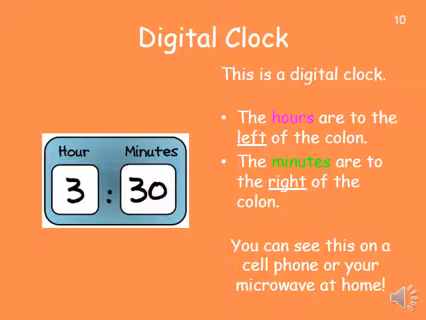Now we have another example of a digital clock. This is a digital clock. The hours are to the left of the colon. The minutes are to the right of the colon. You can see this on your cell phone or your microwave at home.